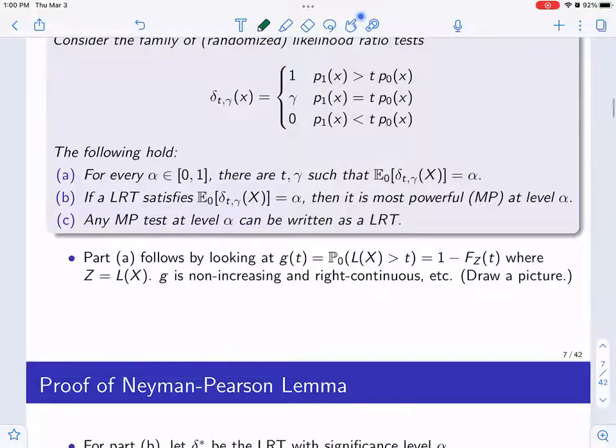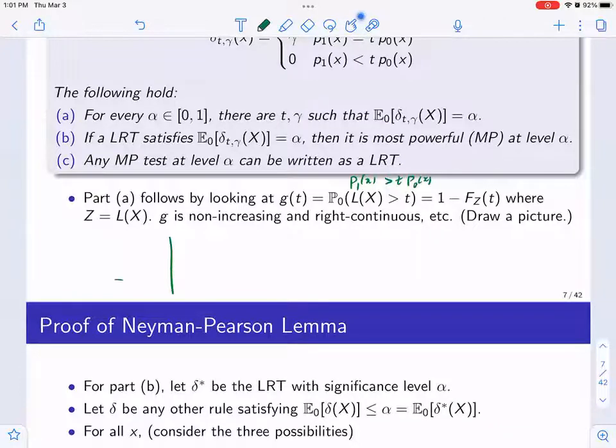So let's define this quantity, G(t), which is just, let's say, the complement of the CDF of L(x) under the null. You can think of it as basically the probability that p1(x) is bigger than t times p naught of x, to avoid division by 0. But it's just basically the CDF of the likelihood ratio flipped.